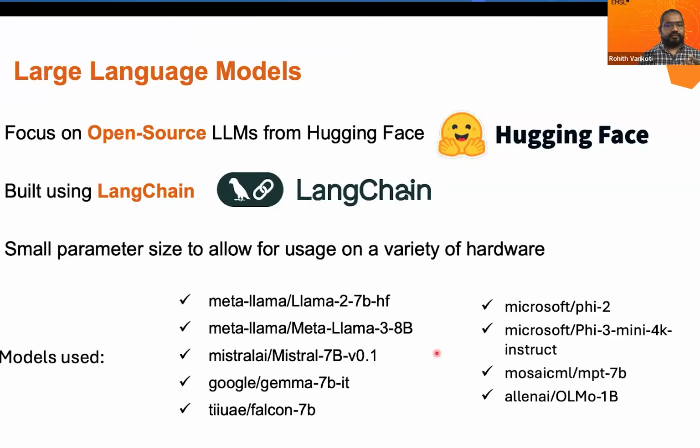So what we have done is we pulled a bunch of models from Hugging Face using LangChain and asked the same set of questions to all the models to benchmark them. Over here, we looked at models of different sizes to check how they perform on various hardware, which I'll be discussing in the later slides. We used Llama 7 billion parameter models, as well as Mistral, Gemma, and Falcon 7 billion parameter models, as well as smaller models like Phi 2, Phi 3, and OLMo 1 billion parameter model.